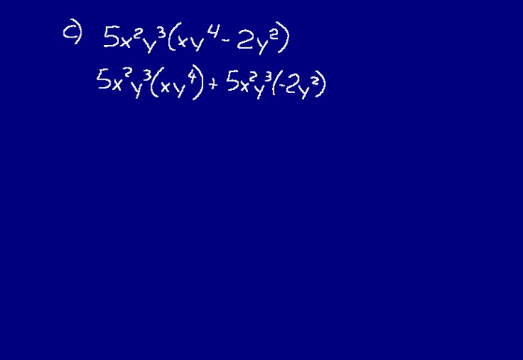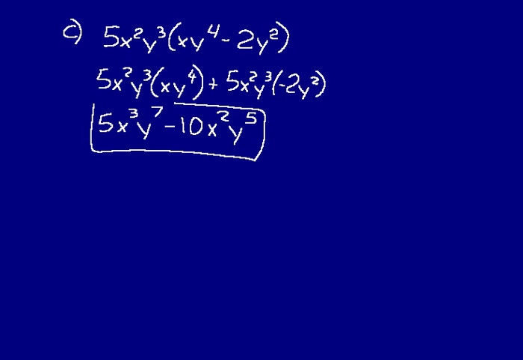So now let's go ahead and simplify each term that we have now. On the one on the left, we have an x squared and an x. That would make 5x to the third. And then we have a y cubed and a y to the fourth, so that would give us y to the seventh. And then the term to the right, we have a 5 times a negative 2. Let's go ahead and multiply those coefficients together. That would give us a negative 10. And then we have x squared, and then y cubed times y squared is y to the fifth power.